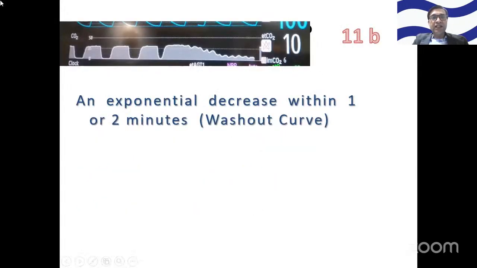Second scenario which can happen, which is the exponential decrease. So the normal ETCO2 is coming, and then there is an exponential decrease. Slowly, the ETCO2 is slowly going down within 1 or 2 minutes. It's kind of a CO2 washout curve which can happen, right? So there is a ventilation which is happening, and then suddenly the ETCO2 started dipping to a very low level, right? This is called a washout curve, or exponential decrease within 1 or 2 minutes.